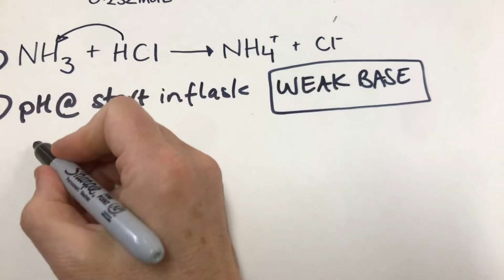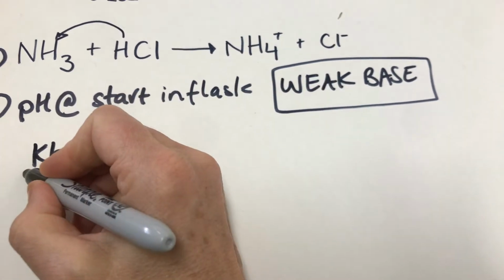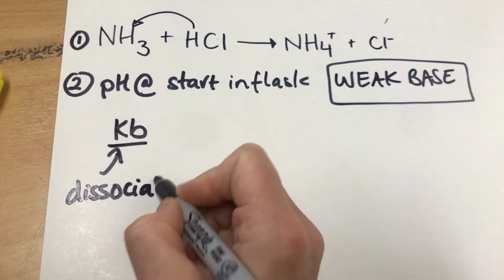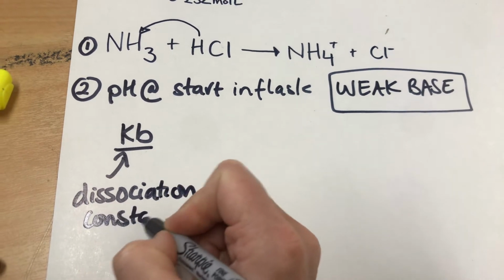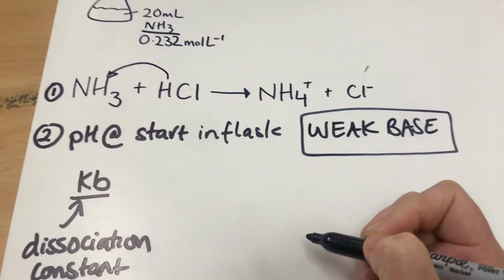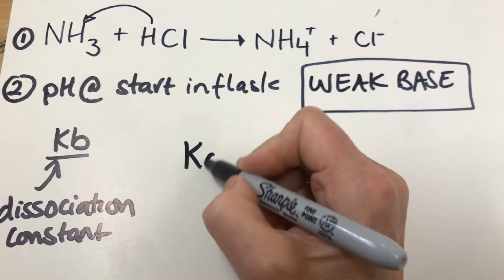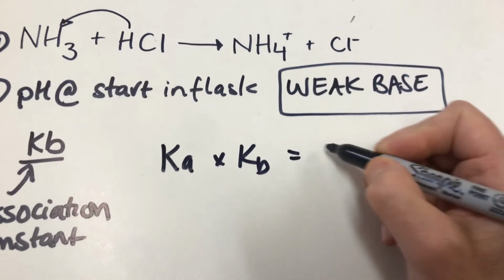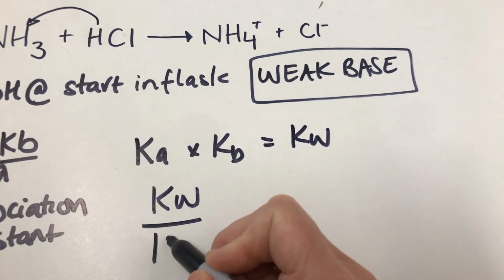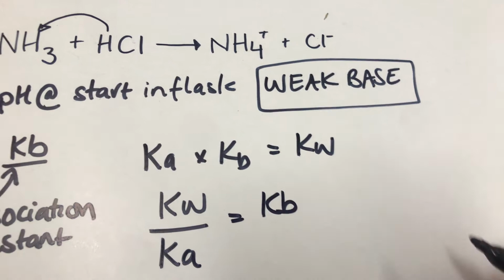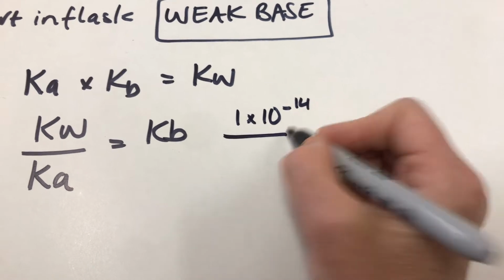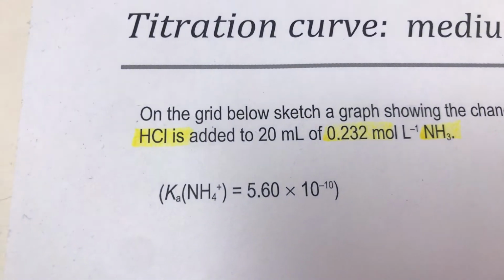So weak base, we need a Kb expression for our weak base. So remember, this is a dissociation constant. Okay, so that's going to tell us how weak our base is by how big this is. We don't have a Kb, so we need to work out the Kb. So Ka times Kb equals Kw. So therefore our Kw divided by our Ka is going to equal our Kb. All right, so that is 1 times 10 to the power of negative 14 divided by Ka over here.